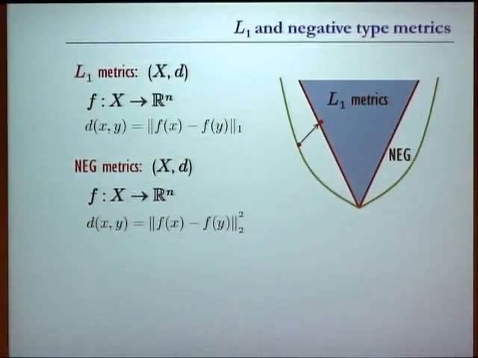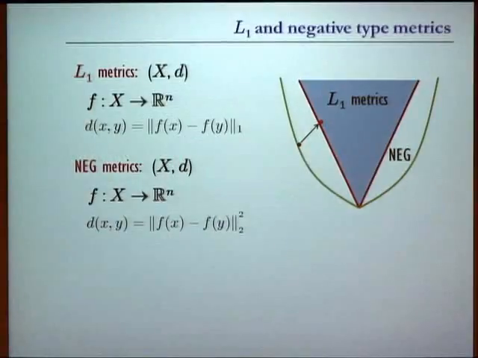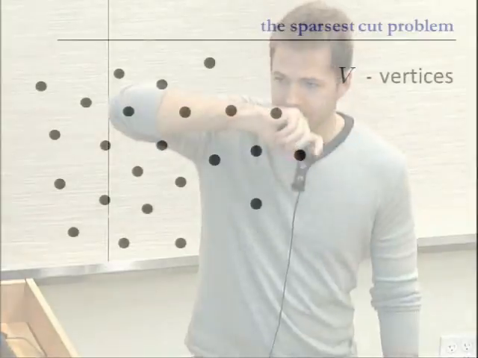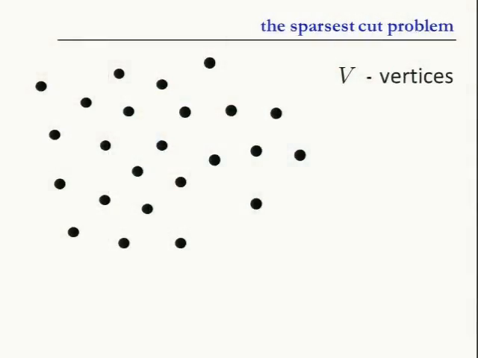It's a simple exercise, but these negative type metrics are the squares of Euclidean distances, okay? And so now if you set this up in our language from before, we're looking at, given some metric space here, how far is it from a metric space here? And what I want to say is that that's not just an interesting structural question, but it's actually tightly connected to optimization problems.